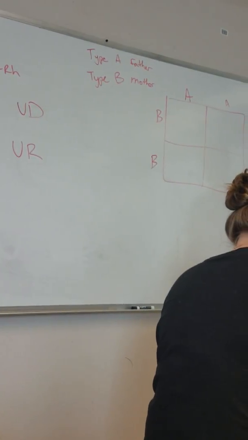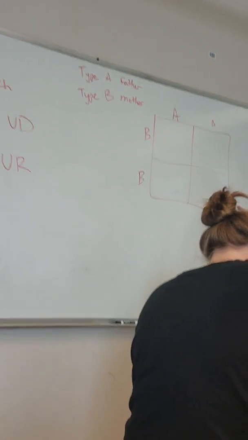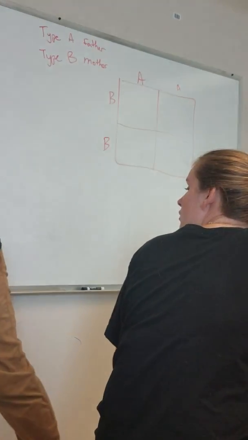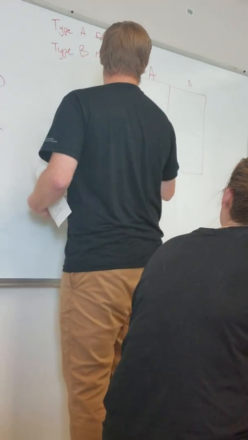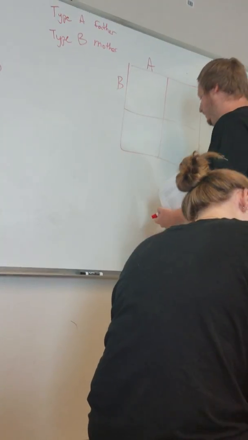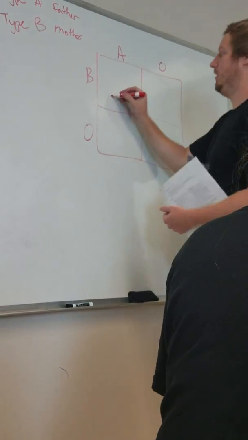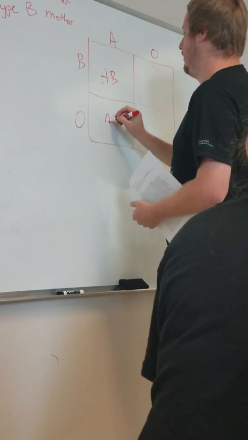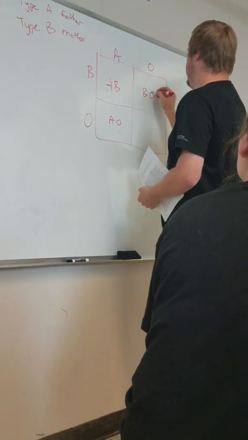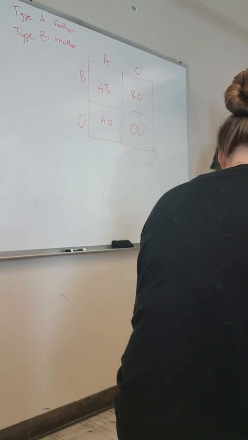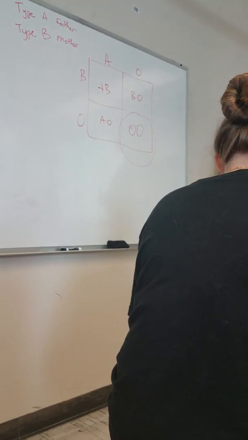If that were the case, could you produce an O child, type O child? No. So O, in the case of blood typing, is going to be recessive. So if they both had the O allele as well, if you do the Punnett square, this right here is the potential for having a type O child. Does that make sense for everyone?